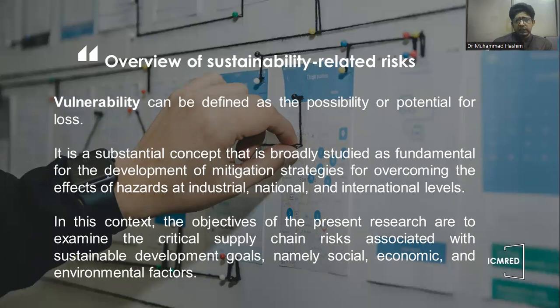In this context, the objective of the present research is to examine the critical supply chain risks associated with the sustainable development goals, namely social, economic, and environmental factors. In sustainability, there are three domains that we are going to address. The first one is the social domain, the second one is the economic domain, and the third one is the environmental domain. We can also say these are factors as well.